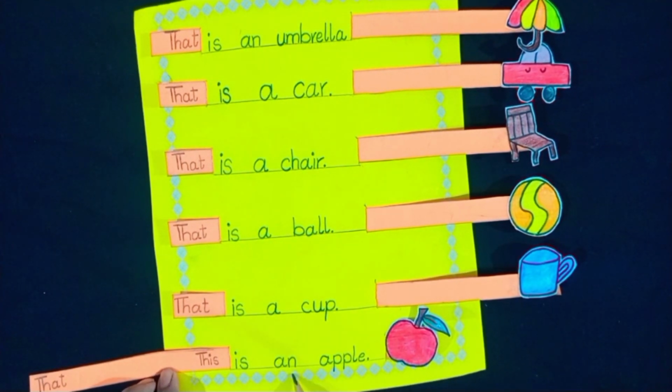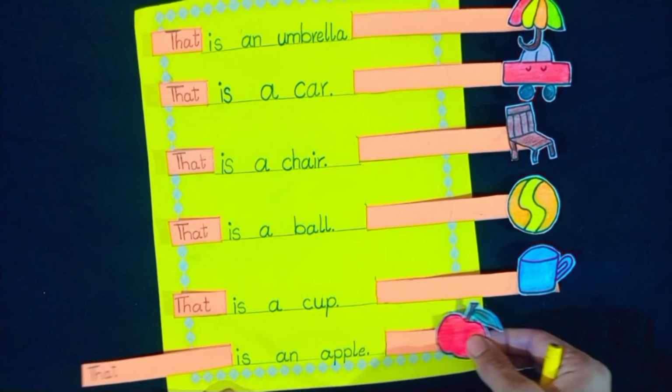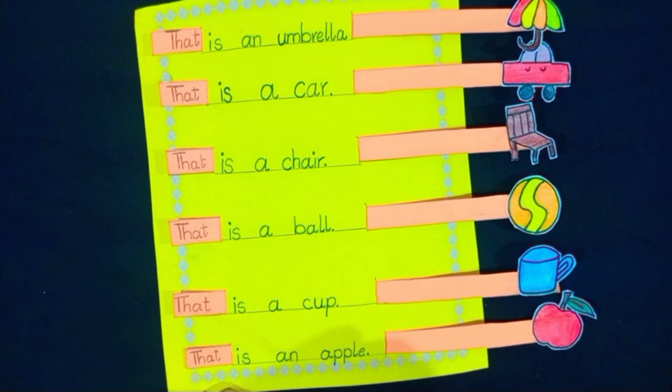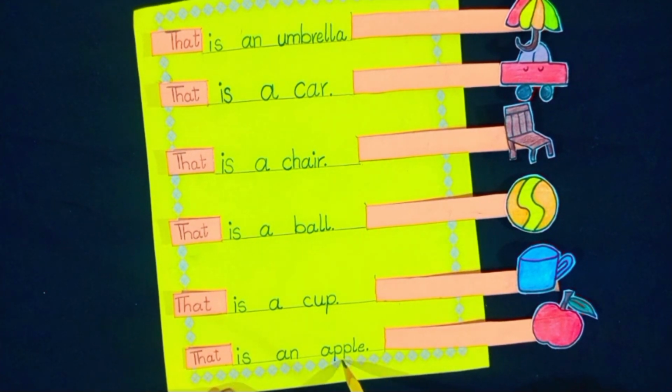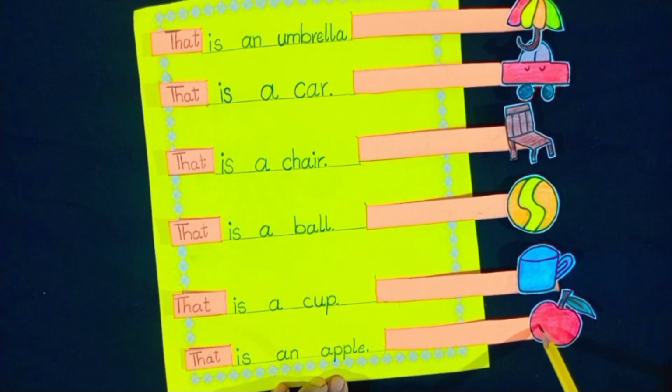This is an apple. Apple is near. And if the apple goes far, we will say that is an apple because apple is far now.